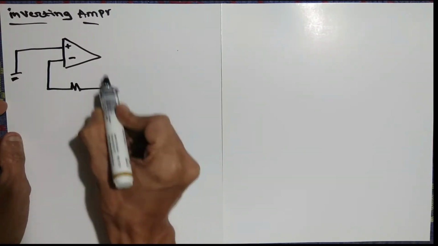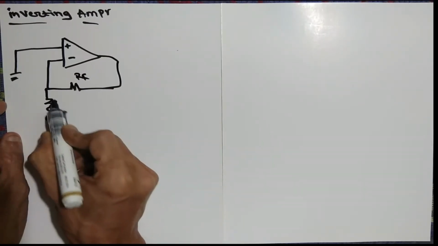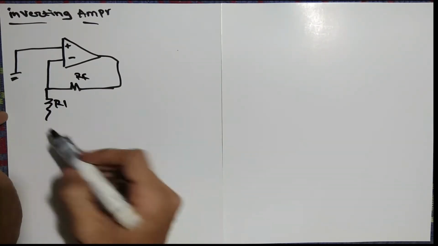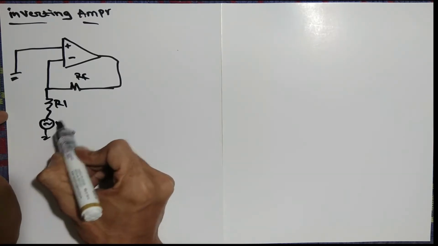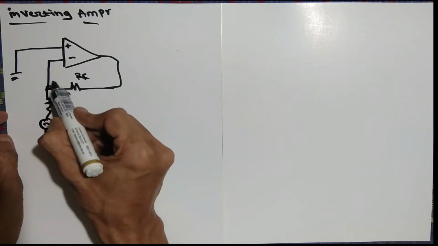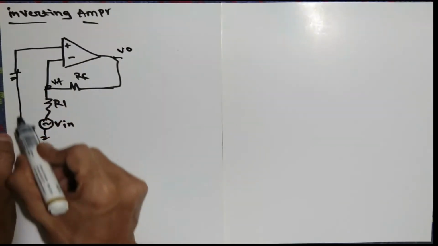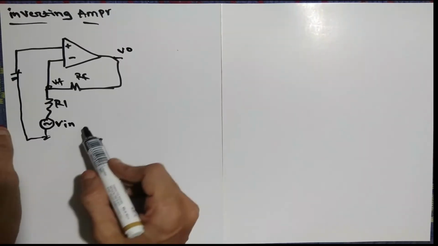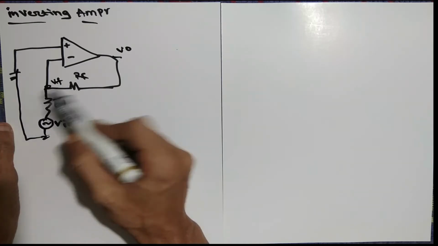First we take RF and we take something called R1. In the previous case we grounded here, but here we provide the input signal and ground the other terminal. So this is your Vin, this portion is VF, and this portion is V0. Now this is actually ground. Look at this, guys, it looks like a parallel connection in your circuit.